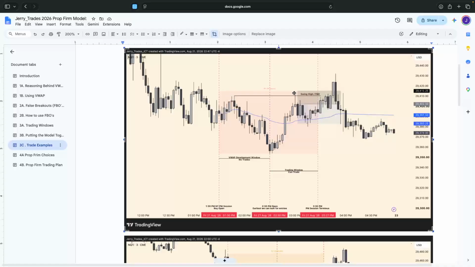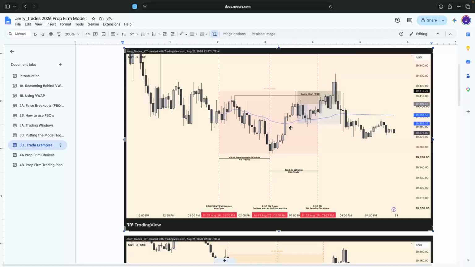As you can see, we get that closure back below, right? As you can see, this happens in one candle. We enter on the next candle, targeting a 1.5 risk to reward. That is the target for this model. It's always going to be a 1.5. And as you can see, that plays out pretty well, right?